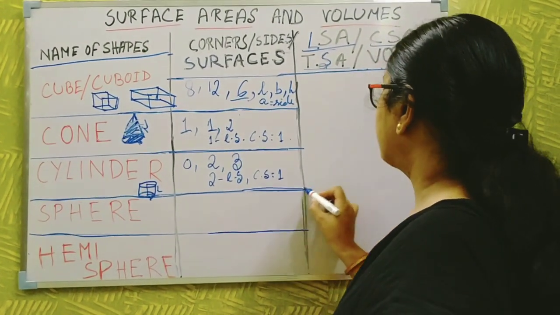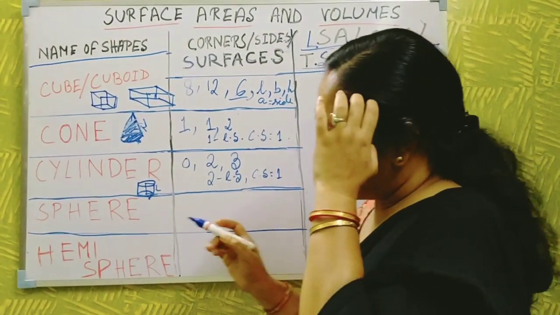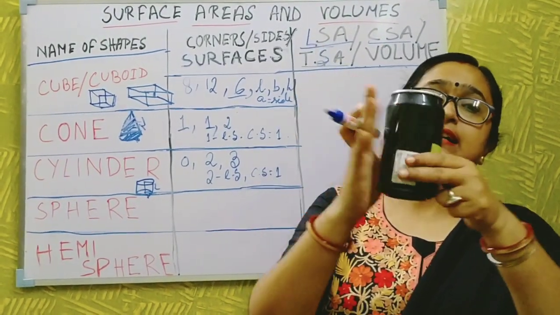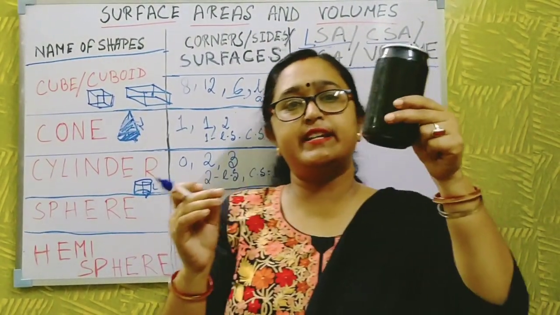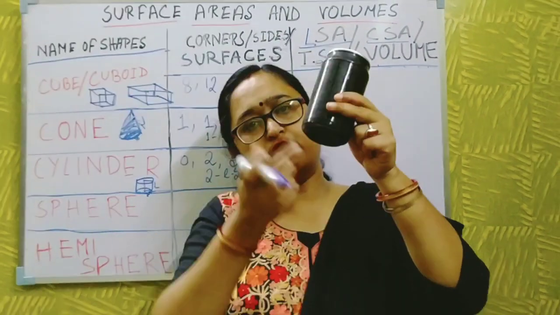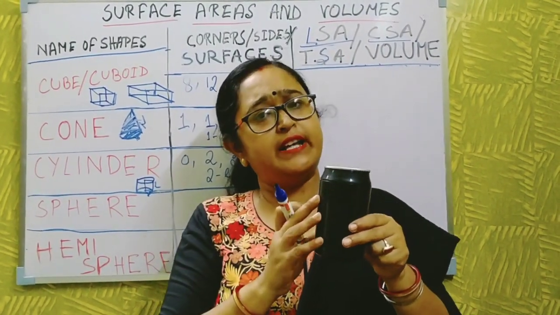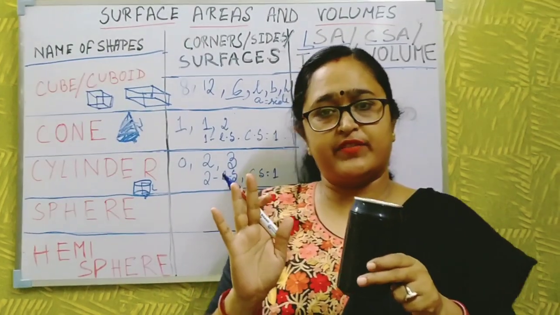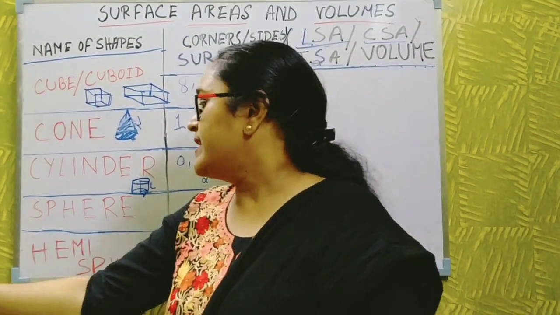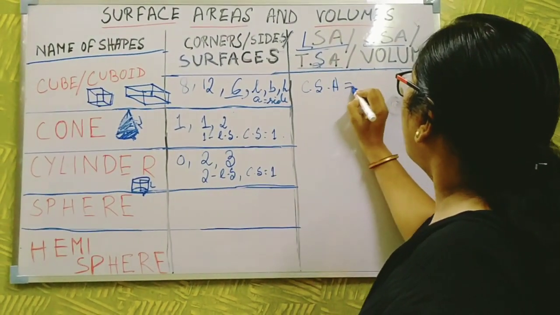Now I discuss the formula for curved surface area and total surface area. This is the curved surface area of the cylinder, and the total surface area is the curved surface area plus top and bottom. The top and bottom are circles. You know the area of the circle, you know the curved surface area, then you add and you get the total surface area. Understood? All of you understood? Very clear? Okay.